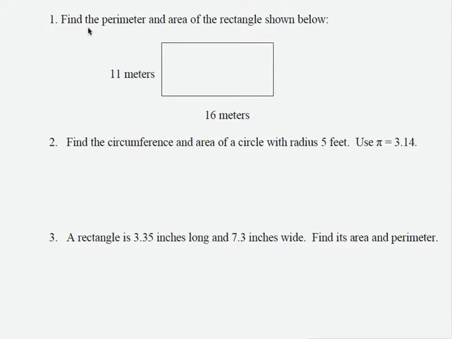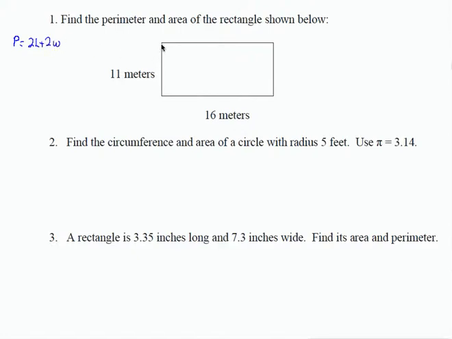Problem 1, we're asked to find the perimeter and area of the given rectangle. Let's remind ourselves of the formula for each of these aspects of geometry. So perimeter is 2 times the length plus 2 times the width. It's the distance around the object.